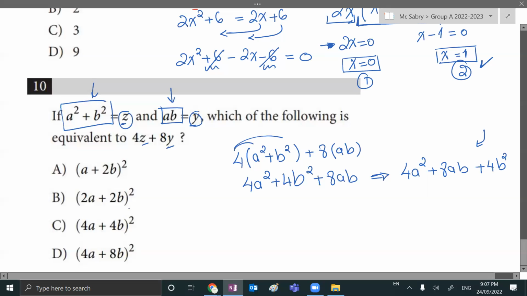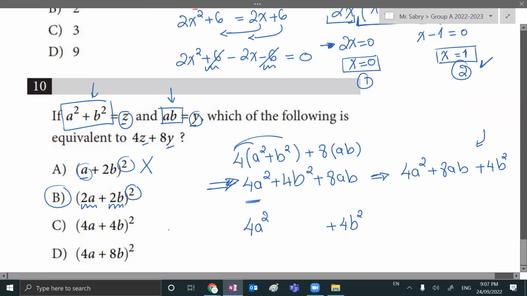Now check the answers. Which of the answers would get me the same answer as this right here, or this, whichever one. So if you check the first one, a to the power of 2 is not 4a squared. Therefore it doesn't work. If you check the second one, 2a to the power of 2 will get me 4a squared. Then the second term to the power of 2, I should leave some space and do 4b squared.